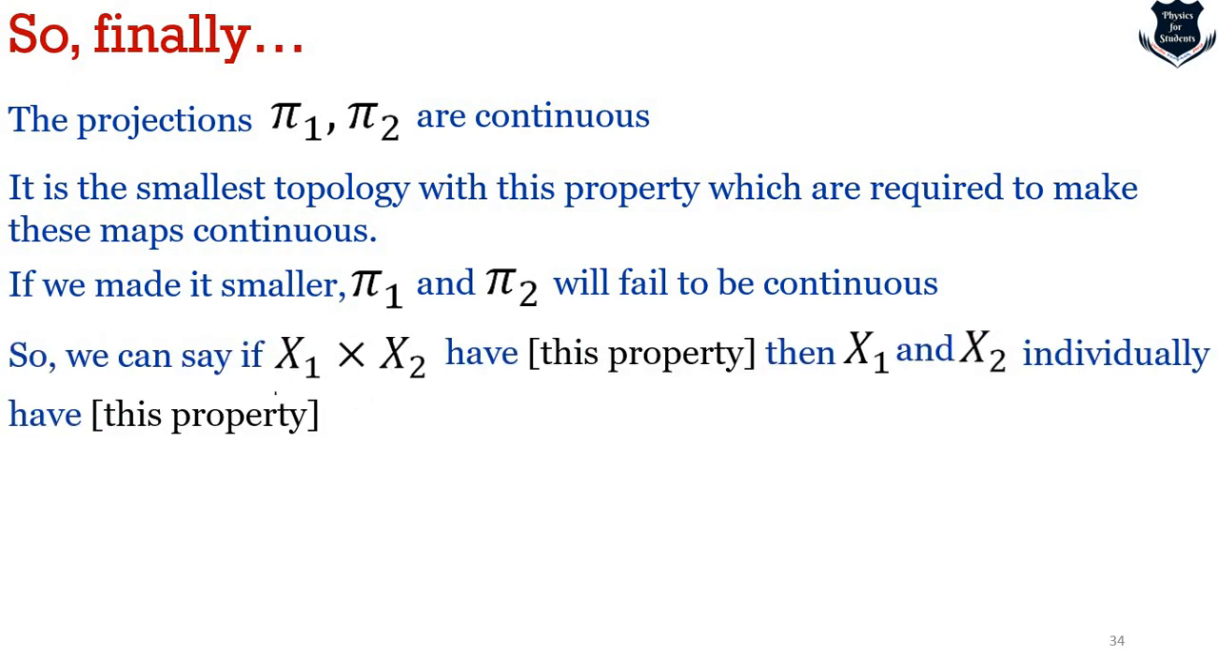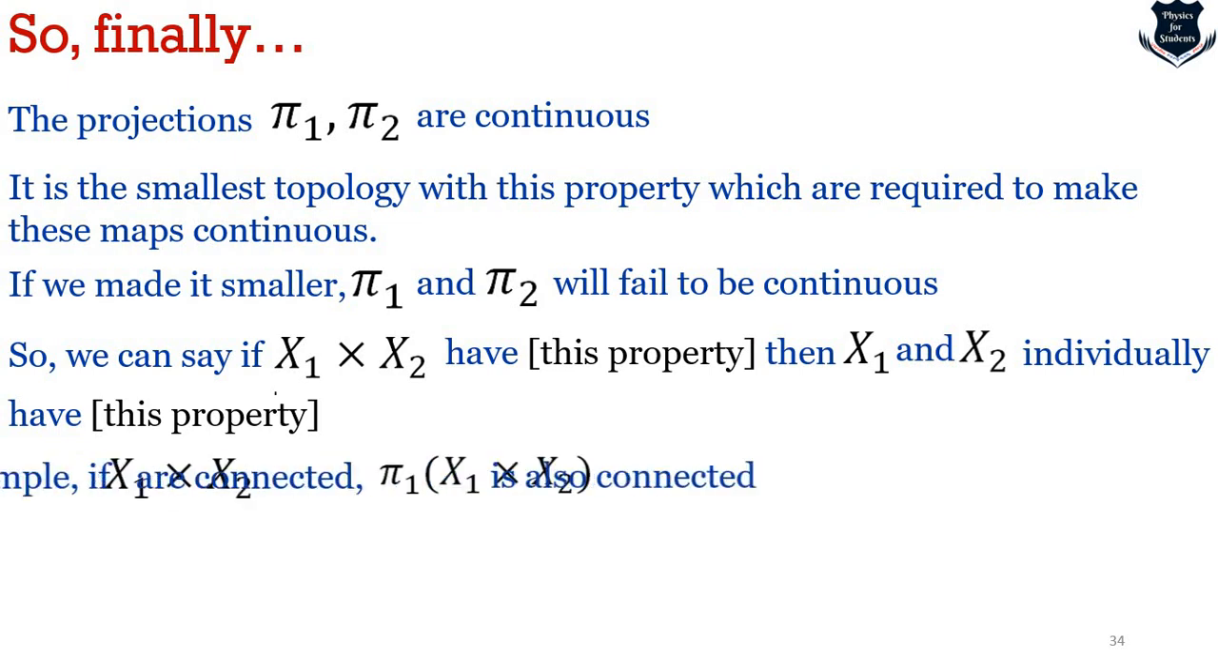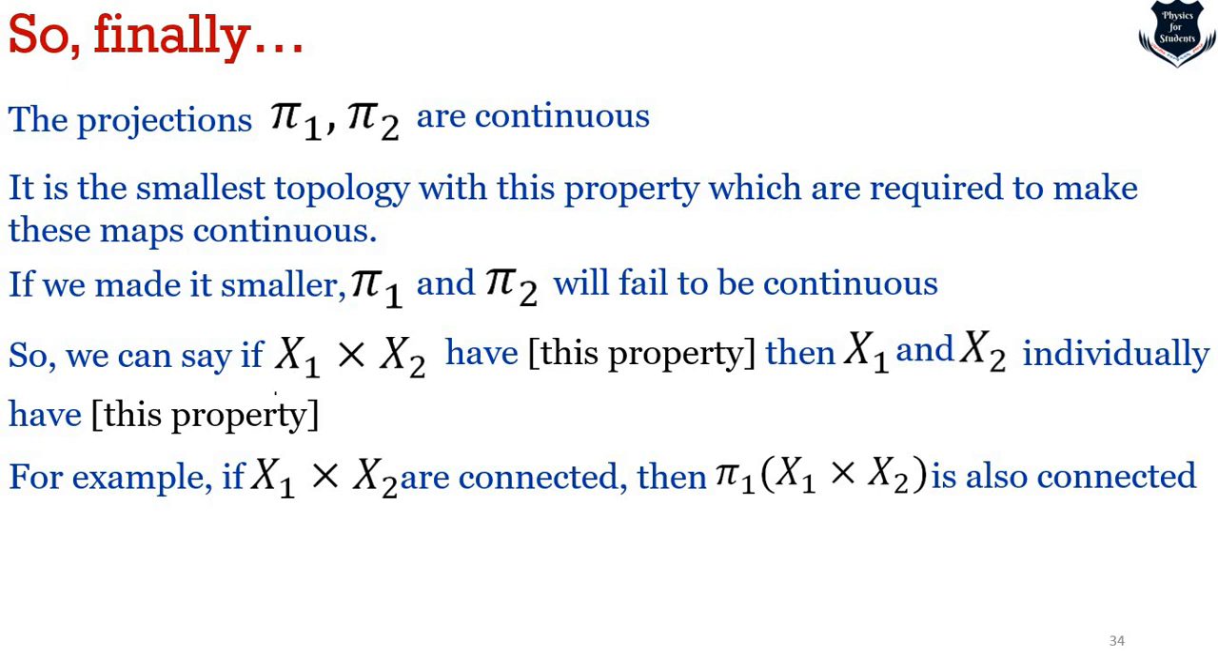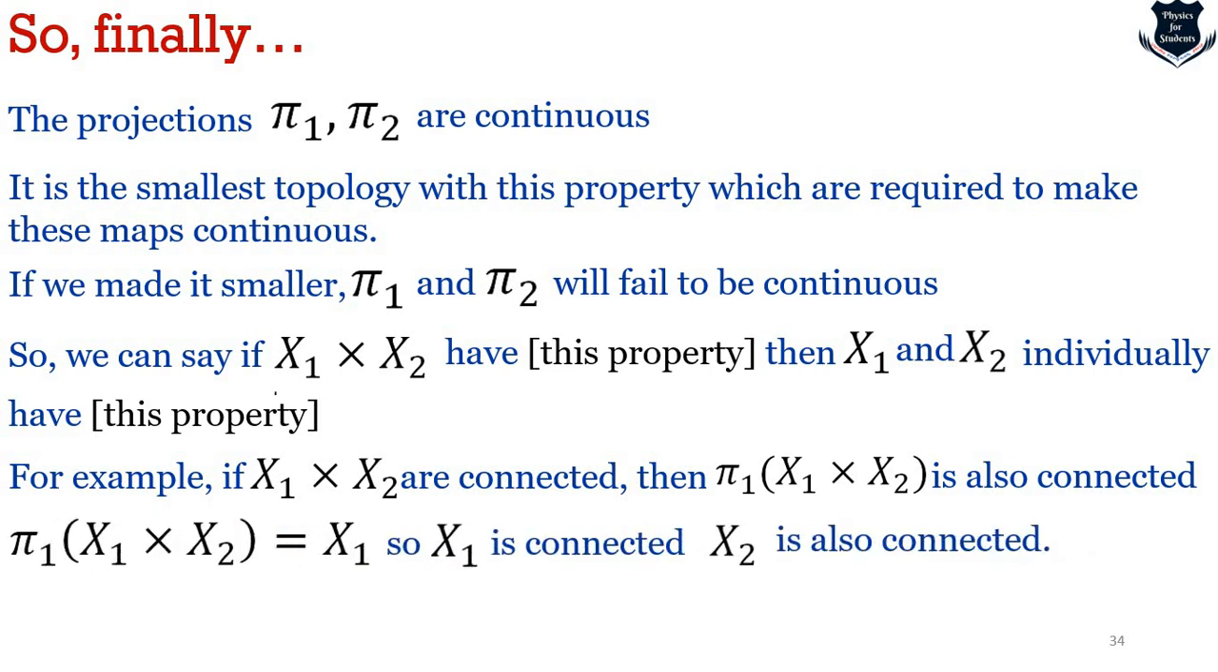And most importantly, we can say if x1 multiplied by x2 has whatever property, then x1 and x2 individually will have this property, obviously. So if 2 multiplied by 6 gives 12, then whatever the property is in 2 and whatever the property is in 6 will eventually go into 12. That is quite evident, right? Conversely, if x1 and x2 are connected, then x1 multiplied by x2 is also connected, since the image of a connected set under a continuous map obviously remains connected. But remember another thing, that pi1 of x1 multiplied by x2 equals x1, so x1 is also connected, and similarly x2 is connected.